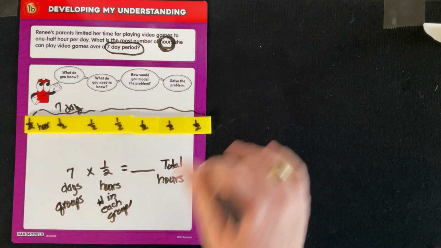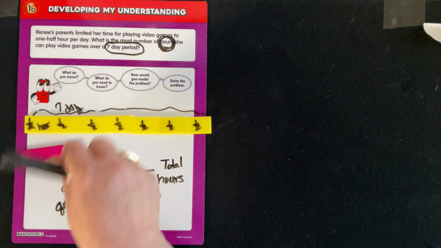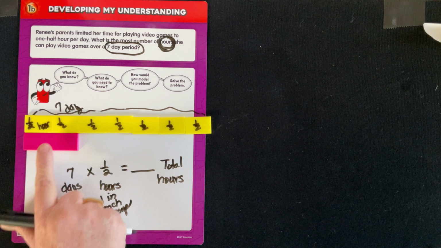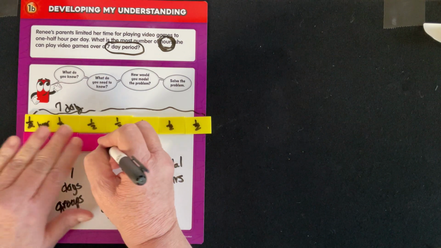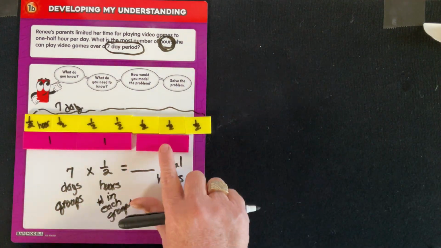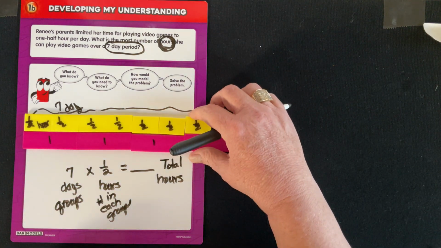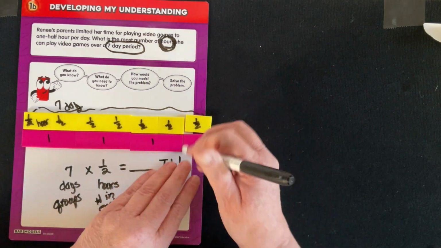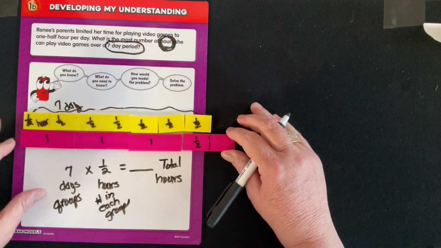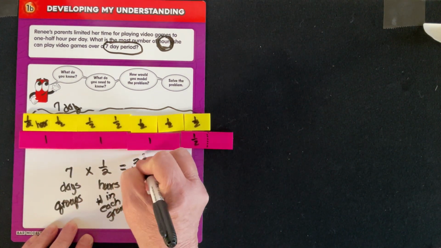Yes. Now we need to solve this. What is 7 times 1/2? Now, one thing that you could do here is to say, well, we know that a 1/2 and a 1/2 is a whole, and a 1/2 and a 1/2 is a whole, so that's 1 hour. That's 1 hour. This is 1 hour. And then we have 1/2 left over because this only goes halfway of that 1, and 1/2 of 1 is 1/2.